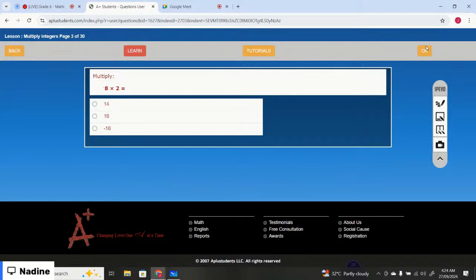Multiply negative 8 times 2. So which is the correct option? Negative 8 times 2 is negative 16. Option number 2 is the correct option.